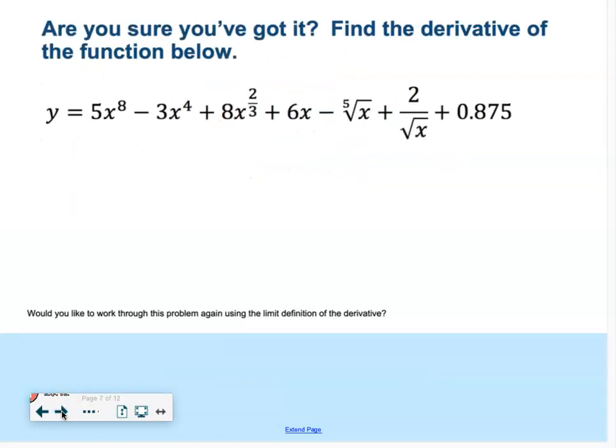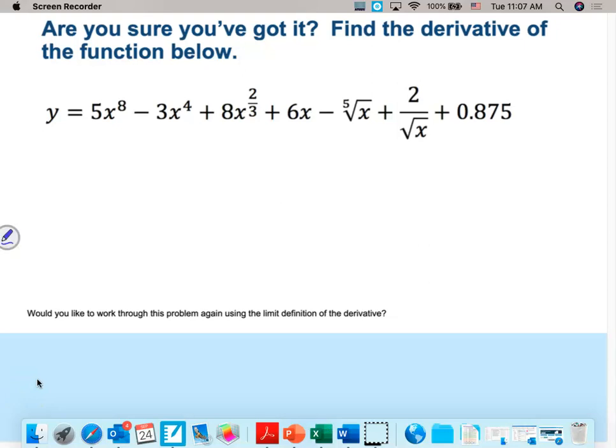Okay, this one's a great one. I think we have time. All right, so I give you 30 seconds to copy it, and then 40 seconds to differentiate it.